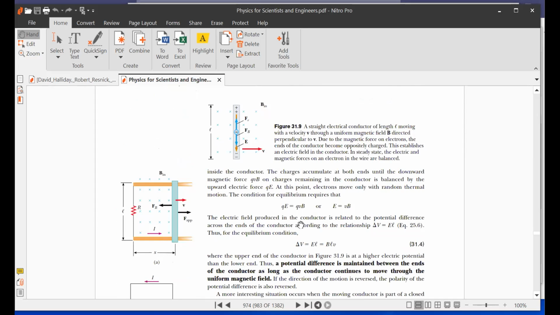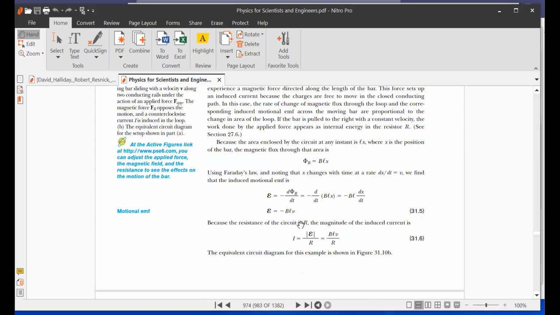So it should be minus BLx. This is a minus because the EMF is somehow against the magnetic field. So we get this one.